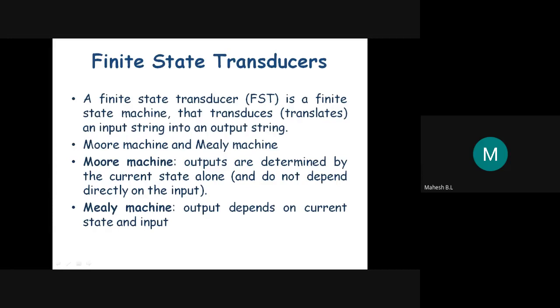So finite state transducer examples are Moore machine and Mealy machine. So in Moore machine, outputs are determined by the current state alone. In Mealy machine, output depends on the current state and the current input. So these are the two finite state transducers which convert the input string into an output string. Okay, so Moore and Mealy machine. Moore machine output depends only on the current state, but in Mealy machine output depends on current state as well as current input symbol.